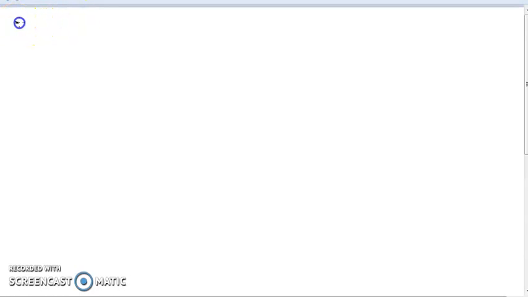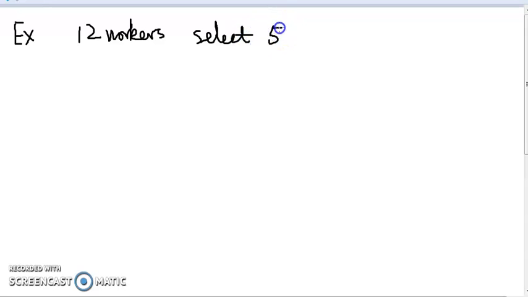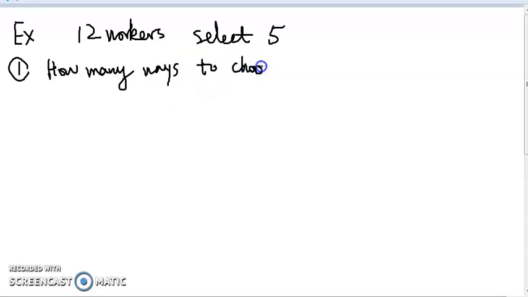Now let's look at an example where we're going to use the combination formula to help us solve the problem, a counting problem. Suppose we have 12 workers and we're going to select or choose 5 to work. Question 1: how many ways are there to choose 5 people from 12 people?